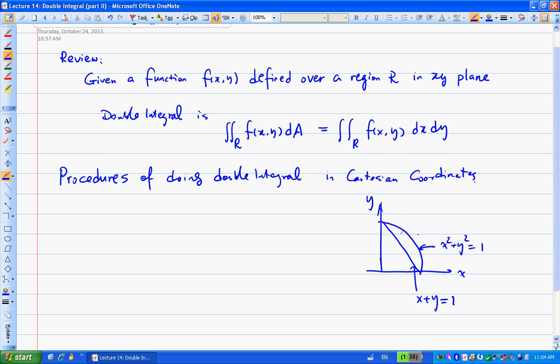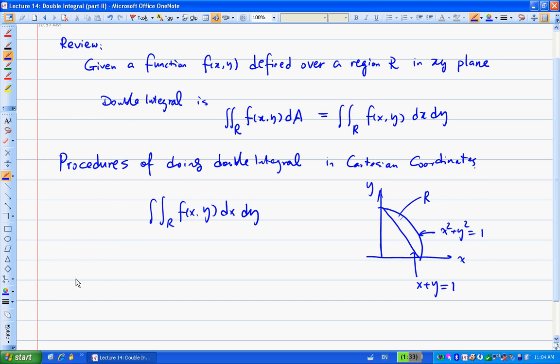And we're going to integrate this, some kind of function f(x, y), over this region R. No, we're not going to do a specific example. So here's the procedure.